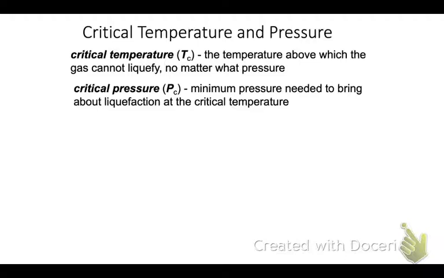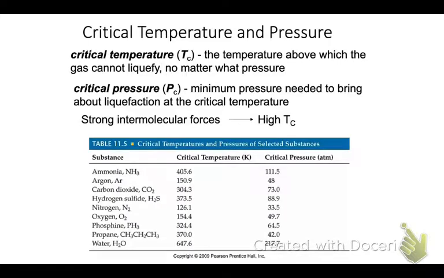Above the critical temperature, you can never liquefy, but at that critical temperature, you have to apply a critical pressure, which is the minimum pressure needed to liquefy the gas at the critical temperature, and that pressure is also very, very high. These two values depend on intermolecular forces. The stronger the intermolecular force, the higher the critical temperature and the higher the critical pressure. This table shows examples of different molecules with the critical pressure and temperature, and if you start analyzing them, you can see that it depends on intermolecular force.